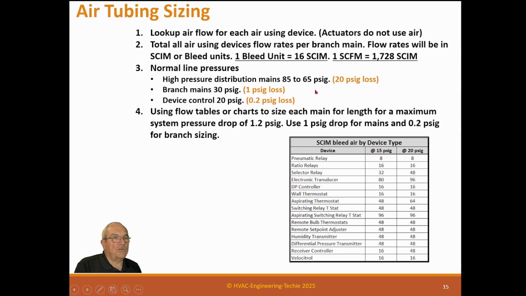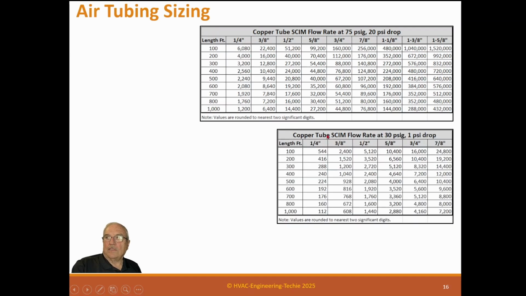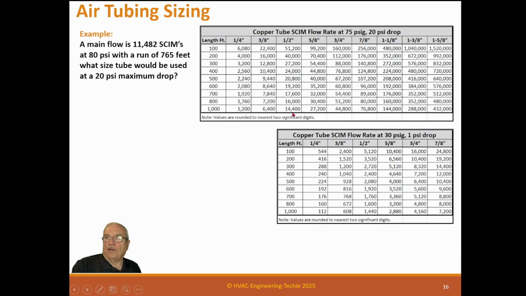Using the table or charts to size each main for length for a maximum system pressure drop of 1.2 psi, using 1 psi drop for the main and 0.2 psi for the branch. So here's a copper tube skim flow rate at 75 psi at a 20 psi drop. Here's the total length of the footage run, and this is the skims that it will do. And this is a copper tube skim, again, at 30 psi at a 1 psi drop.